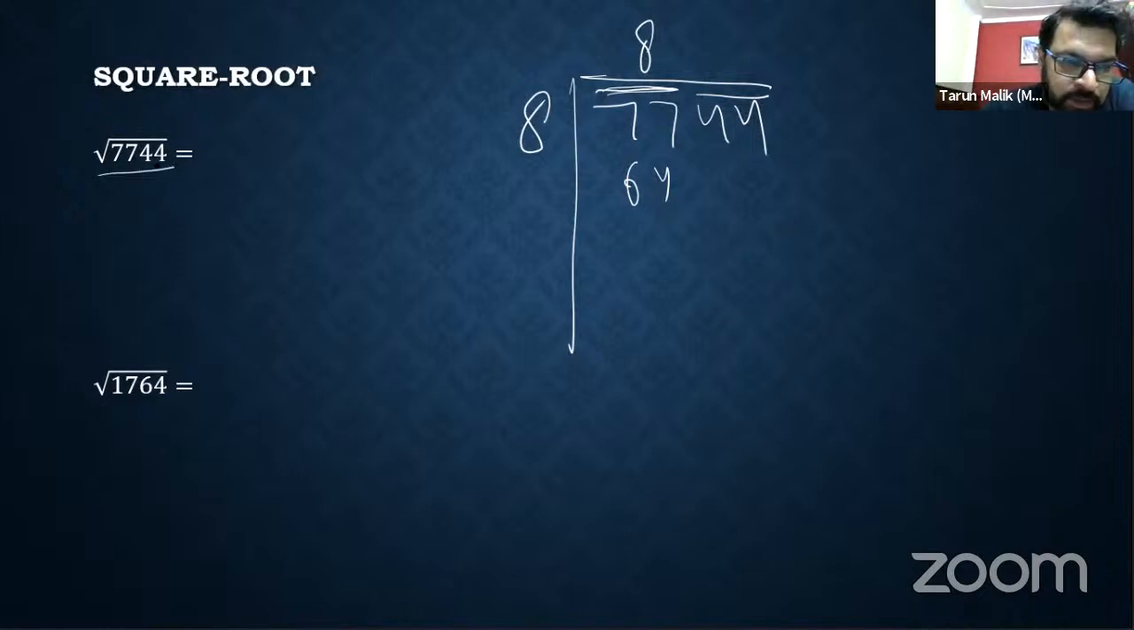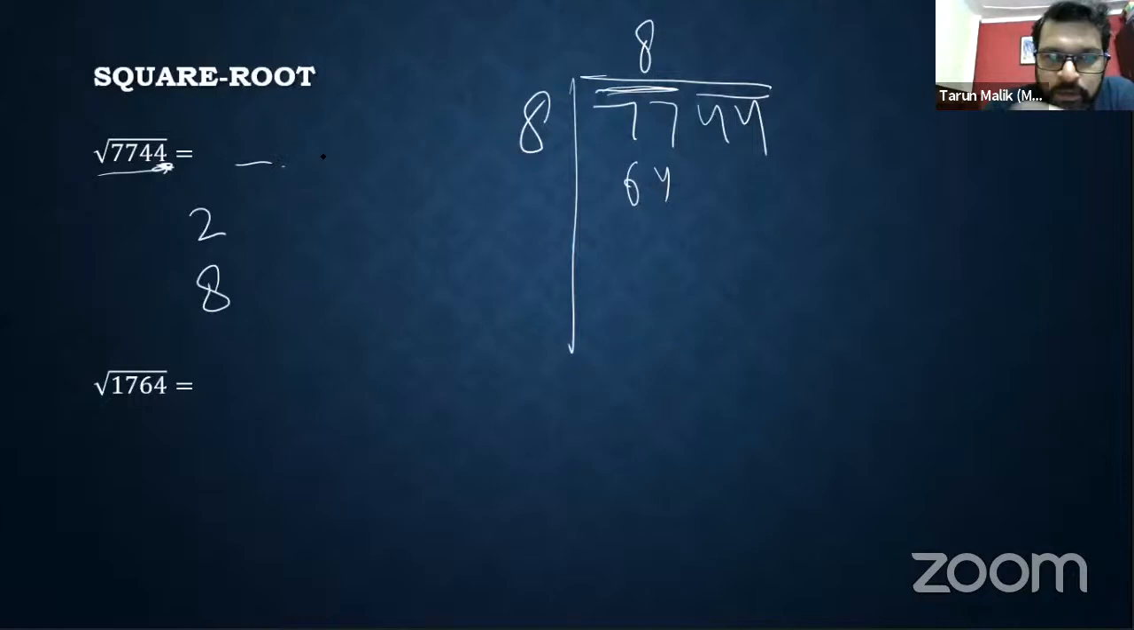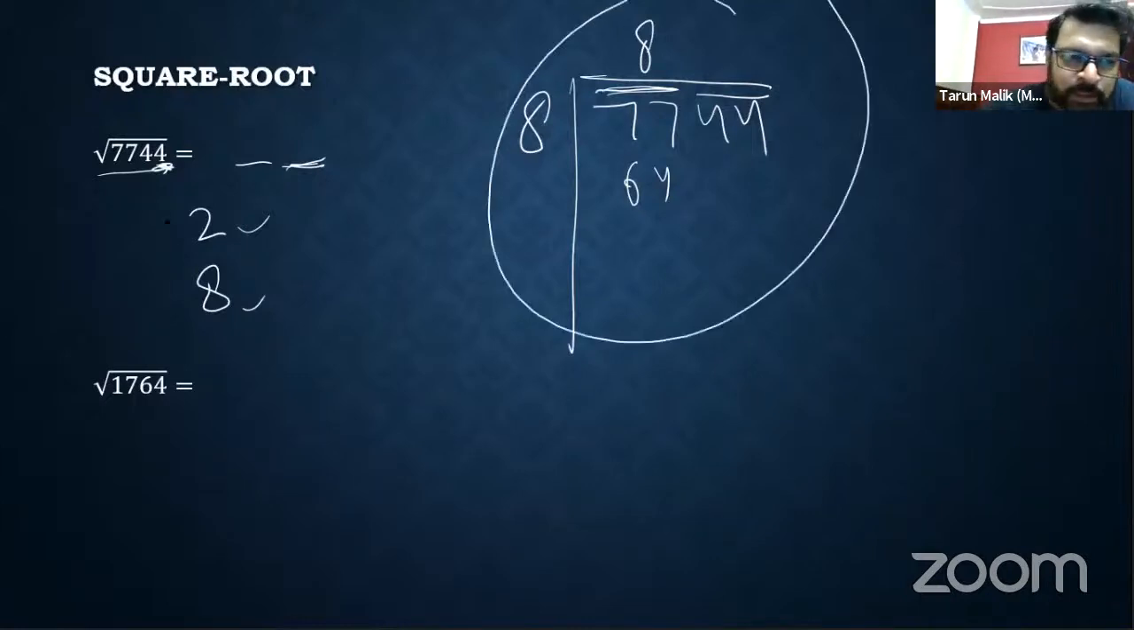Now come back to this. The unit place is 4. Which number, when squared, will give you 4? The square of what number gives you unit place as 4? Either 2 or 8. So can I say my answer has unit place either 2 or 8? Everybody clear with this? Unit place I know. And obviously using this logic, it must be 8. So either 88 or 82 should be my answer.